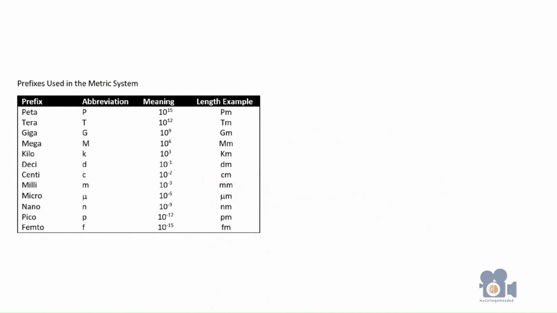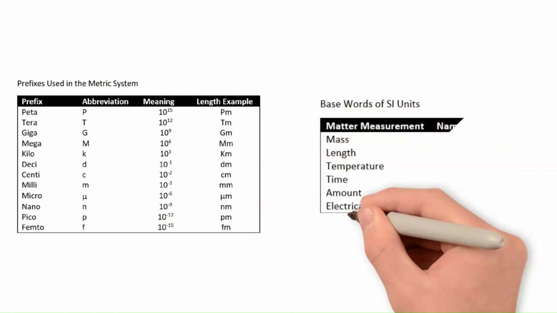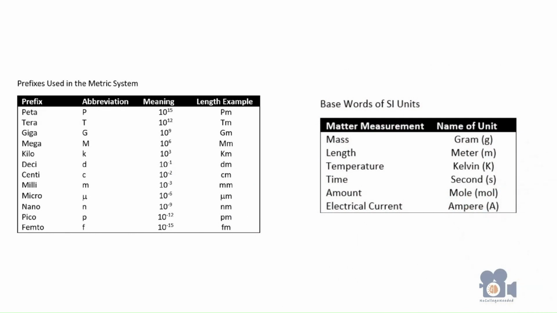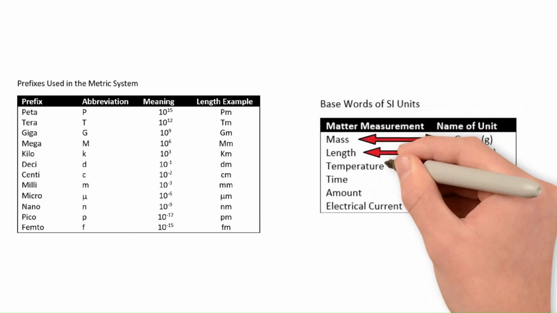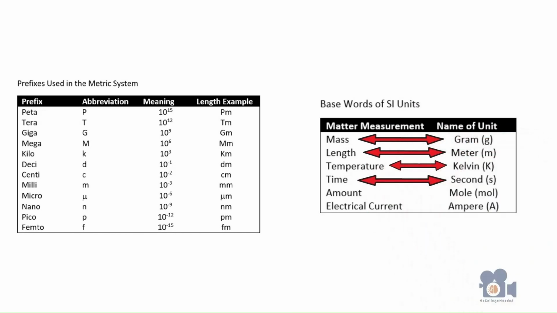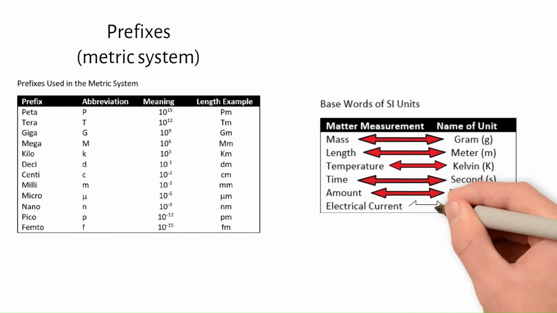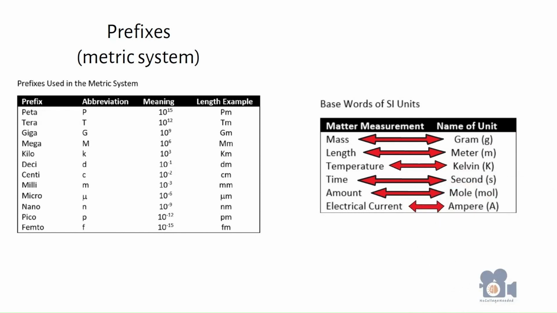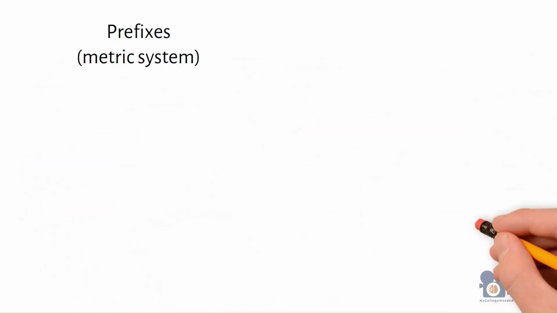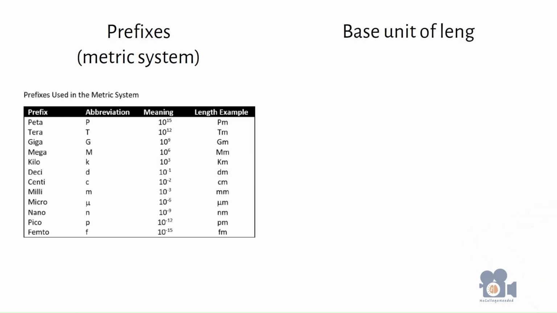As scientists, we adopt the base words of the SI unit system to remain consistent amongst measurements between scientists, with mass in grams, length in meters, temperature in Kelvin, time in seconds, amount of a substance in moles, and electric current in amperes. Combining both the prefixes of the metric system and the base unit of length, meters, we can see how helpful this system is.